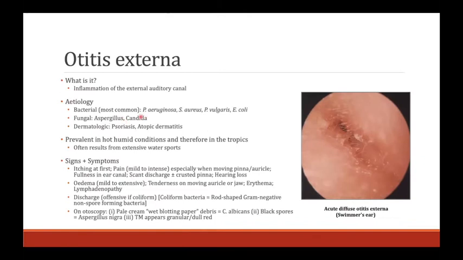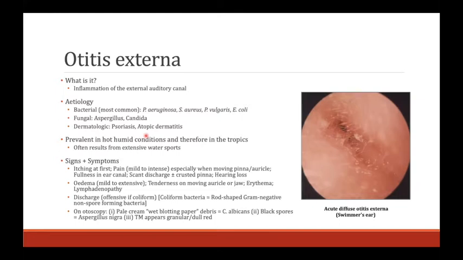A little bit of a buzzword that comes up in your fourth year exams is that if you have a Candida infection of the external canal, you often get a wet blotting paper debris. And if you have an Aspergillus infection, you often get black spores on the associated otoscopic examination. So if they give you a picture of something like this with black spores on it, that's meant to push you more towards a fungal picture. Dermatological causes are also quite common. In particular, autoimmune skin diseases such as psoriasis and dermatitis can compound otitis externa as well.